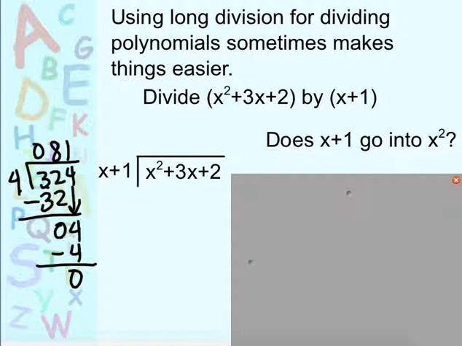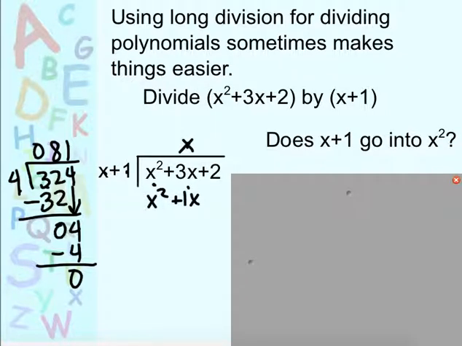So I'm going to say x plus 1 goes in. Does it go into x squared? And we say no, we would have too much extra. But does it go into x squared plus 3x? Yes. We can say that it goes into x squared plus 3x a minimum of x times. And the reason I chose x is because when I do x times x here, I get x squared. X times 1 is plus 1x.